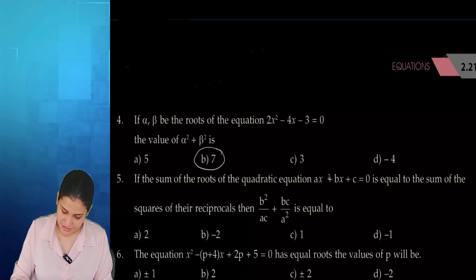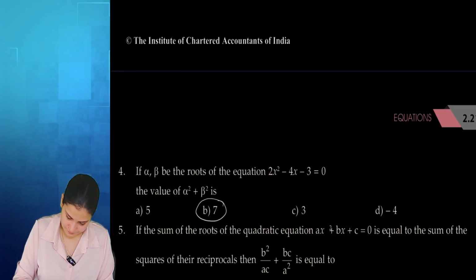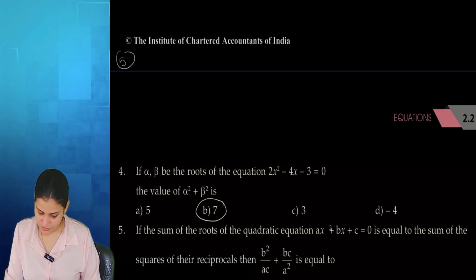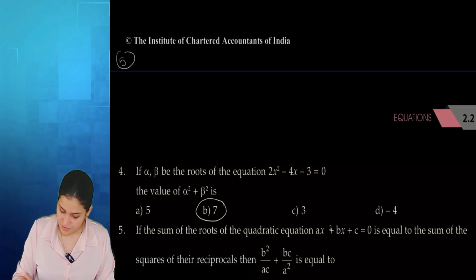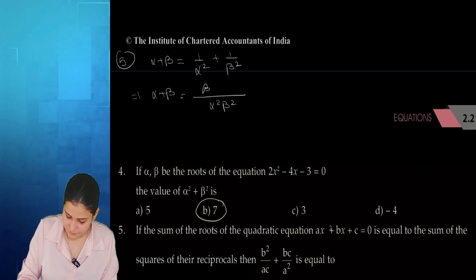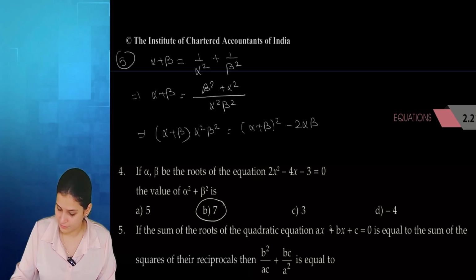In question number 5, anyone has an answer? If the sum of the roots of the quadratic equation is equal to the sum of the reciprocal of the squares of the roots. So, sum of the roots of the equation, that is alpha plus beta, is equal to the sum of the square of their reciprocal. This is what we have. So let's simplify this first. Alpha plus beta into alpha square, beta square. This can be written as alpha plus beta whole square minus 2 alpha beta.